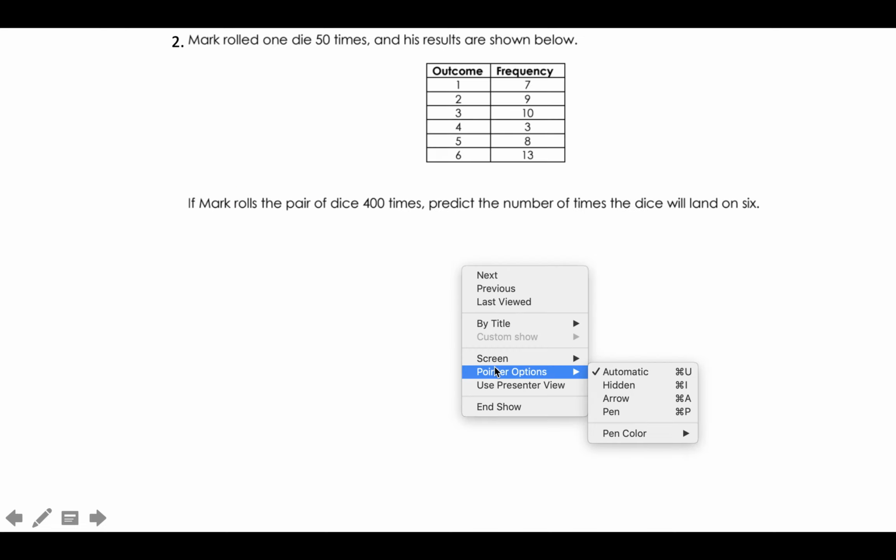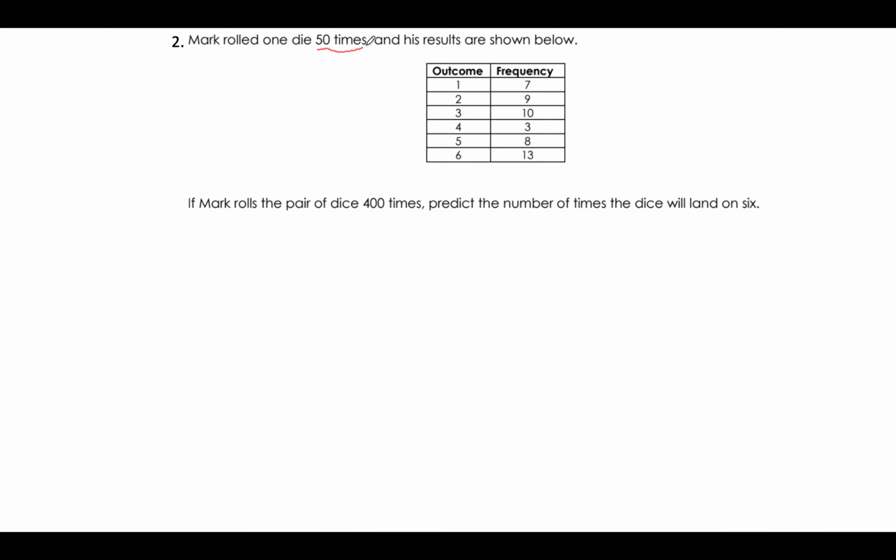Question number 2. Mark rolled one die 50 times, and his results are shown below. Here's the results here, 1, 2, 3, 4, 5, 6, and how many times he rolled each one. Mark rolls the pair of dice 400 times, predict the number of times the dice will land on 6, and this can be based on what we observed here. So find the probability that it lands on a 6. Based on our observation, we had it land 13 times on 6 out of 50 total rolls. That's going to be the probability it lands on 6.